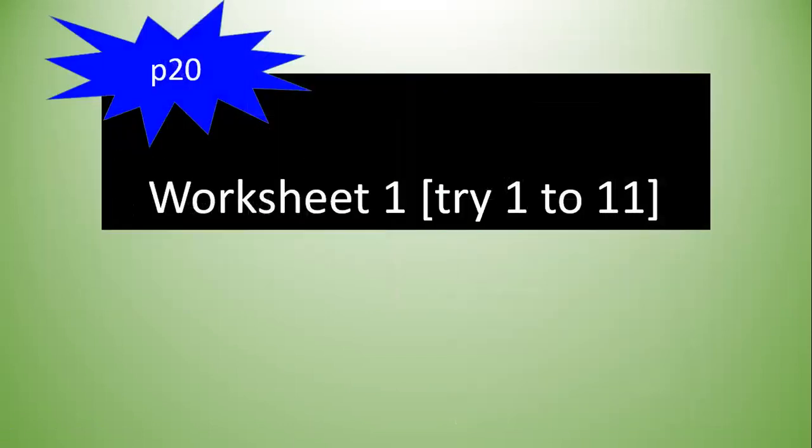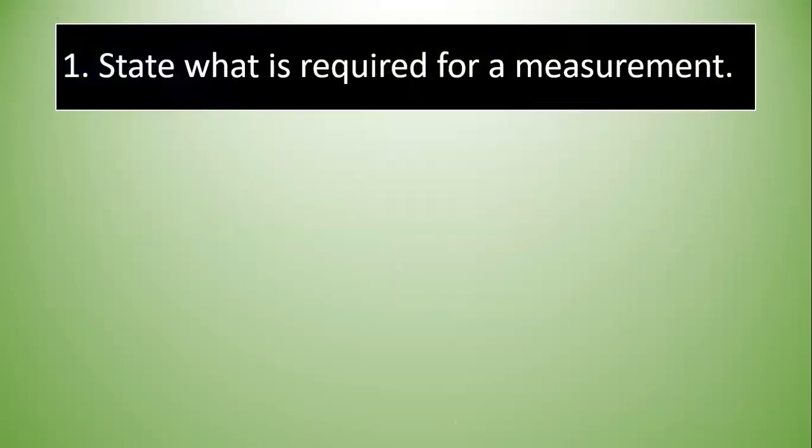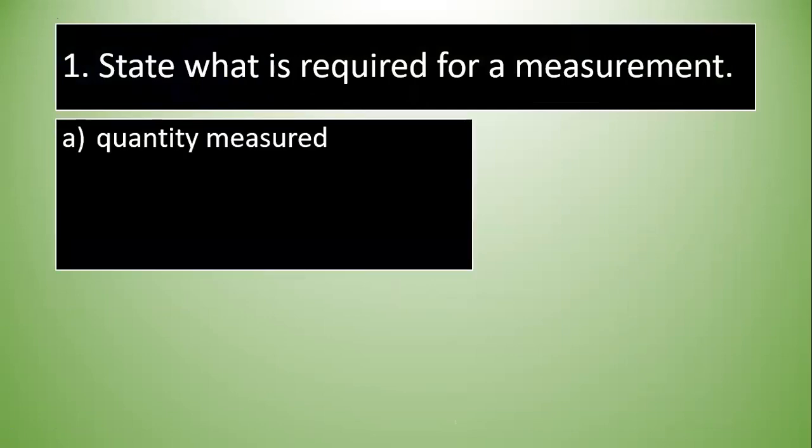Right, let's try some questions. State what is required for measurement. You should be able to remember now. Quantity measured must be there. State what you are measuring: mass, time, magnitude, how large it is, and the unit. These 3 things are important, besides telling us what mass of what, mass of car, mass of boy.